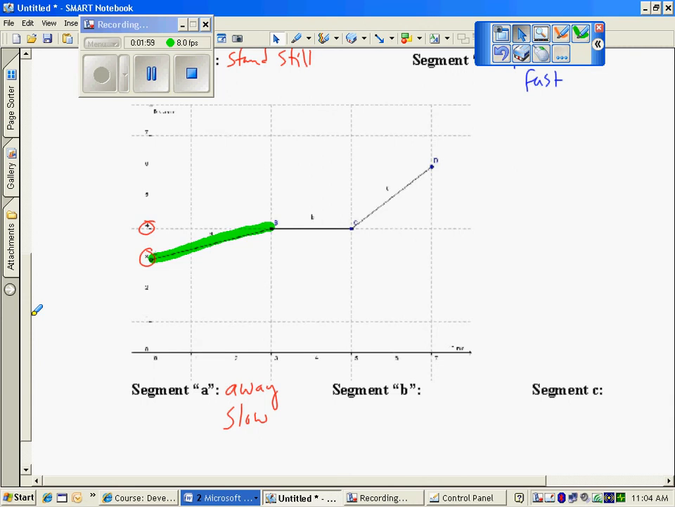Segment B in the middle. Segment B is straight across, so that's where I'm standing still. And segment C is, again, I'm moving away because I'm moving up, or positive. My distance is increasing. And it looks fairly steep, so I must be moving at a fairly fast rate.